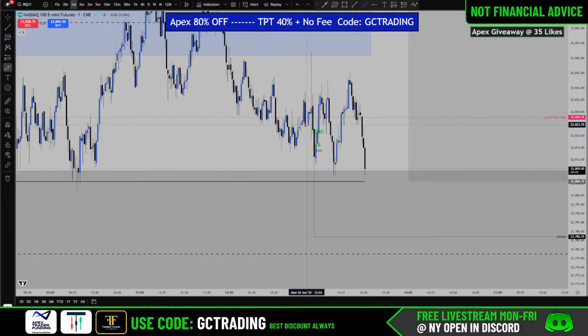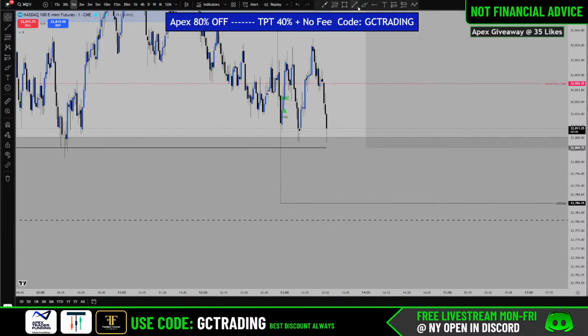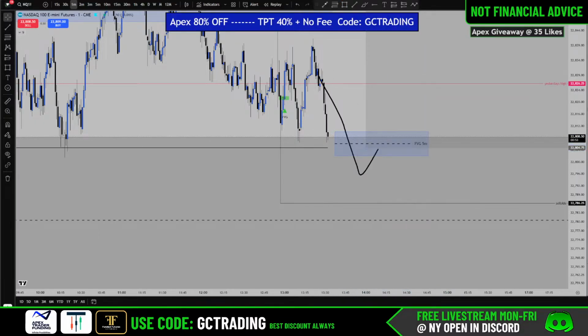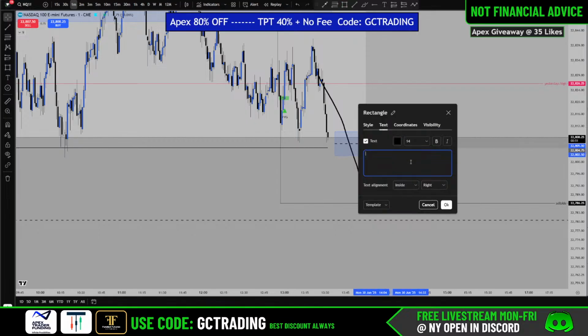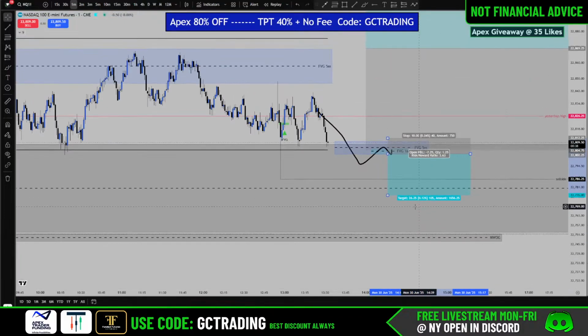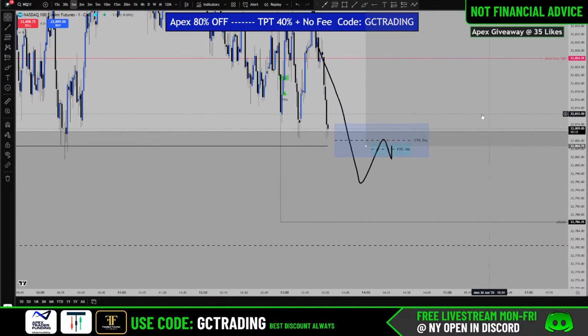Here, I'll draw the exact setup that I will look for. Something like this: pull back to a 5-minute gap, then get a 1-minute inversion right inside that, right about there. Get the inversion, look to take the short, stop right there, target this right here, and then target the new week opening gap. That would be the trade. That's exactly what I would look for.